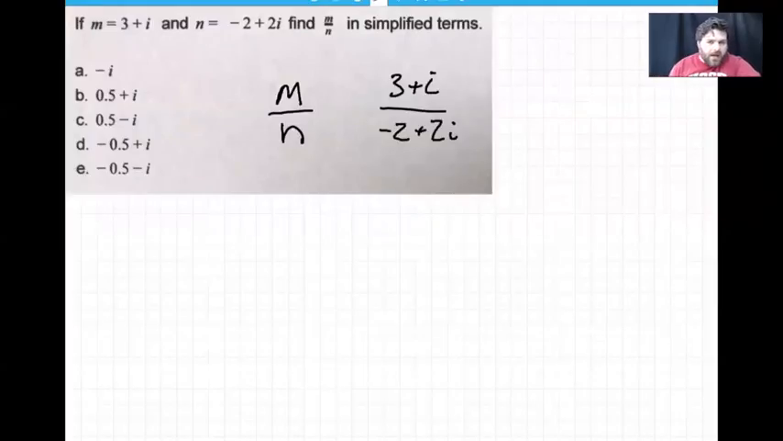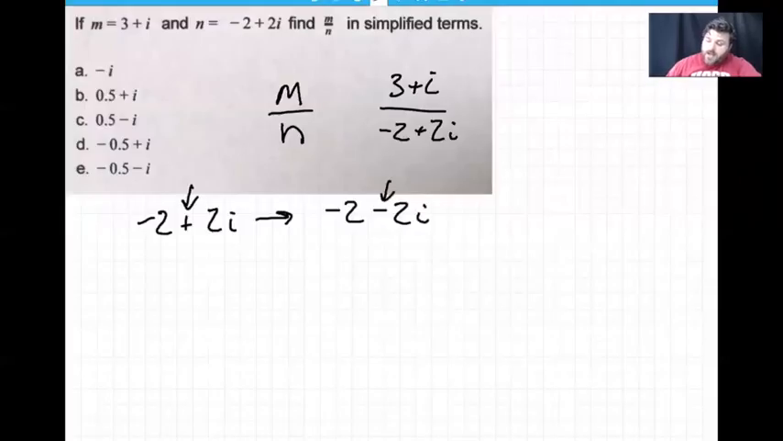Okay, anytime we divide complex numbers, or if we just have some kind of complex number where there's an i on the bottom, we always multiply by the conjugate, okay? Remember, the conjugate is whatever the bottom is. So the conjugate of negative 2 plus 2i would be negative 2 minus 2i, right? You just switch the middle sign there. That's the conjugate.